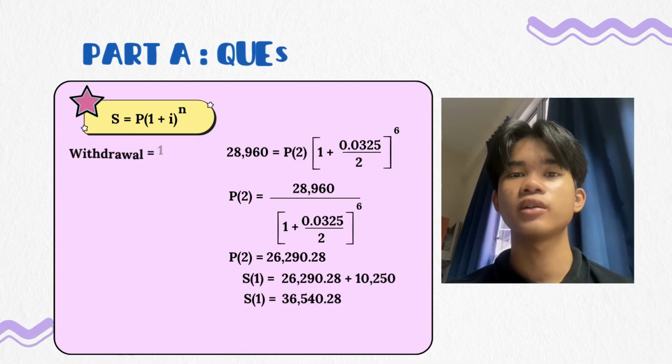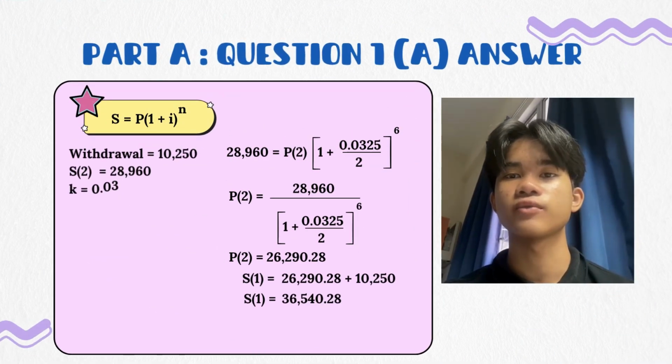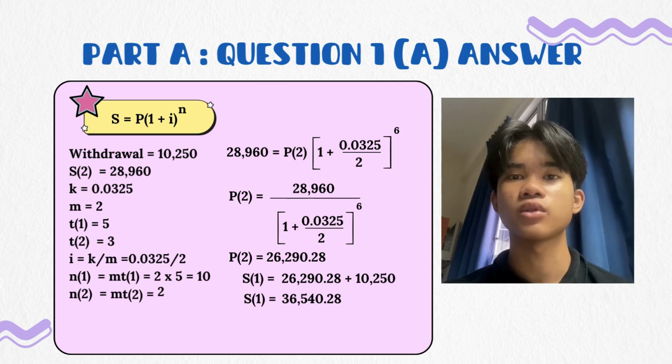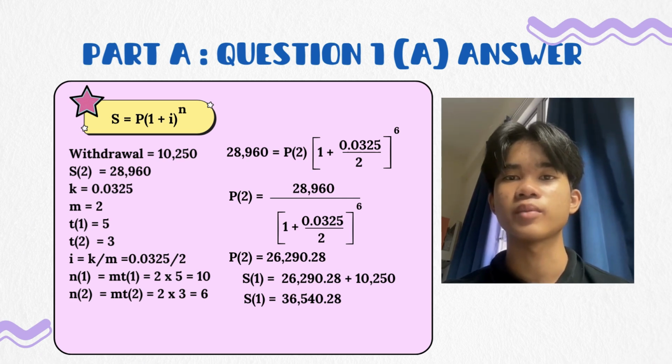First, we need to identify the information needed to use in the compound interest formula, which is S equals P open bracket 1 plus I close bracket power of N. They give us the amount of money that was withdrawn, which is RM10,250, and the maturity value S2, which is RM28,960. The interest rate K, which is 3.25%, and the number of times interest is compounded in a year, M, compounded semi-annually, which is 2.